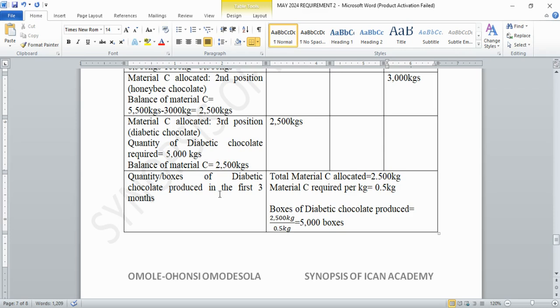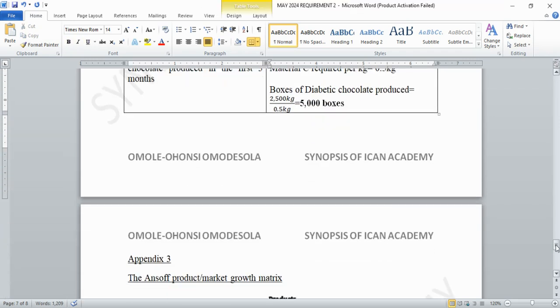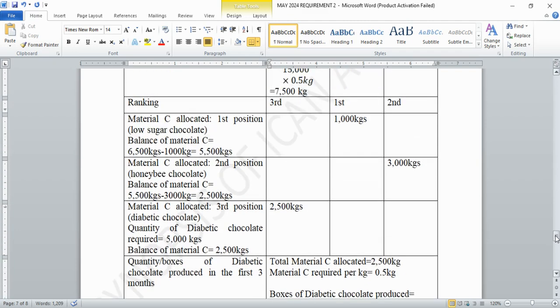Now, the quantity we should produce and sell in the first 3 months. We know that the only material they can allocate per month is 2,500 kg, and we need 0.5 kg per box. You understand? So the number of boxes that we can produce is only 5,000 boxes. So the number of boxes we can produce and sell per month is what? 5,000 boxes. So we can only produce and sell 5,000 boxes. Do you get?